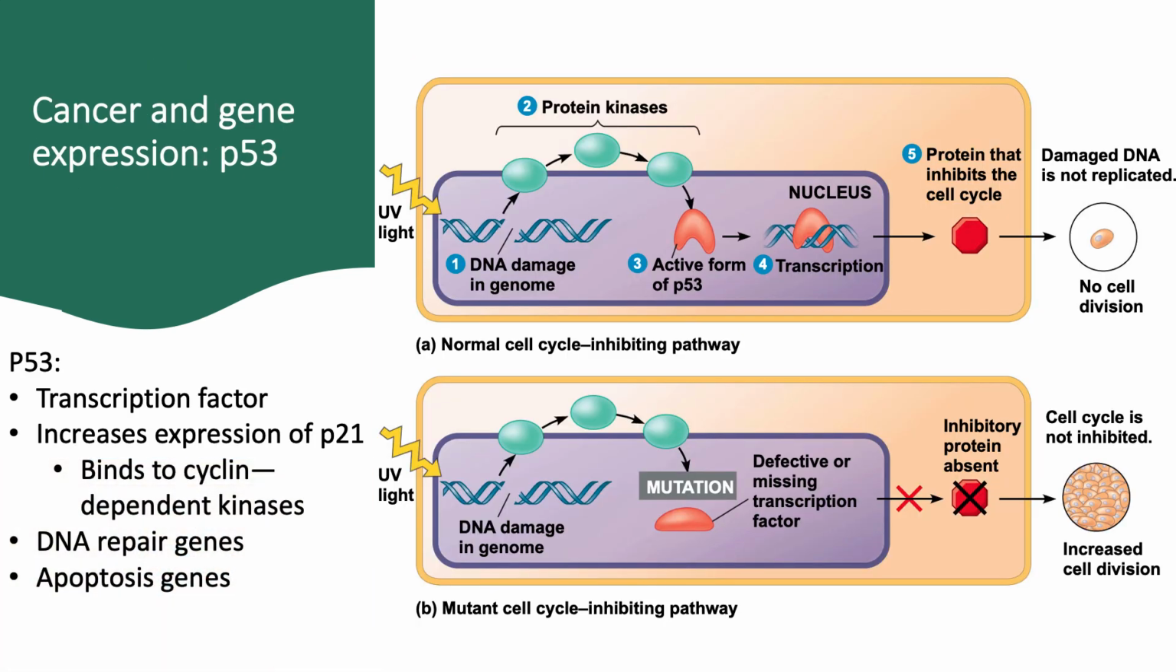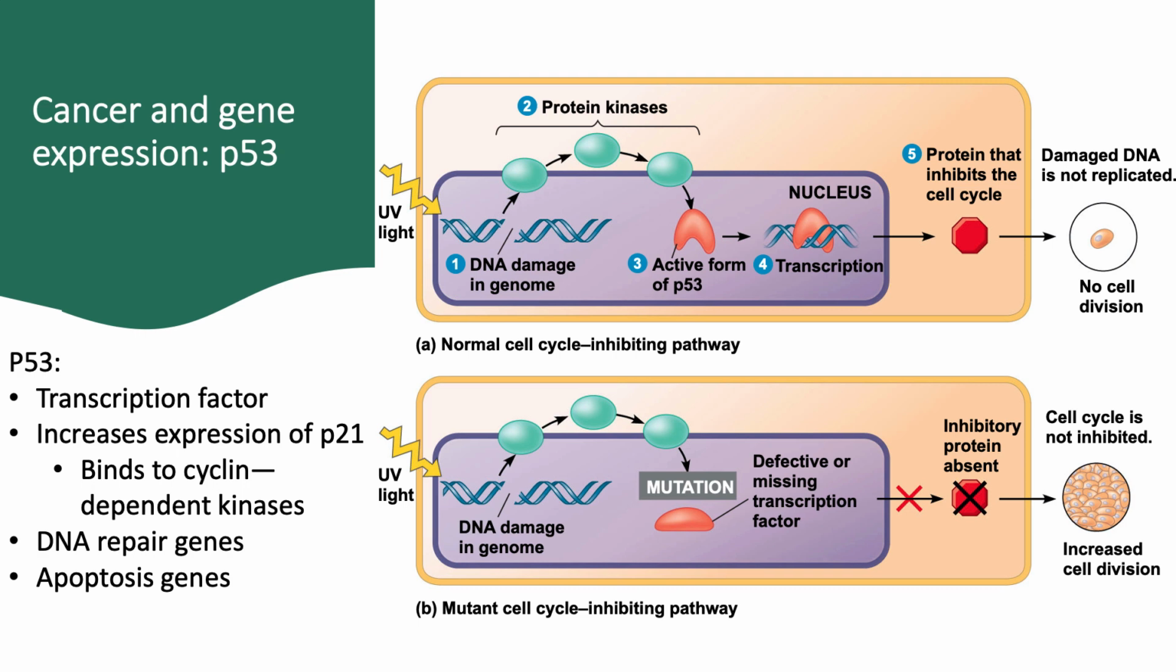Now, p53 is a well-known tumor suppressor gene that plays a wide variety of roles. When there's damage to DNA, this is identified and a signal is sent which activates the p53 protein, which is a specific transcription factor. As a transcription factor, p53 increases the rate of transcription of a protein that ultimately inhibits the cell cycle. However, if p53 is mutated, then the inhibitory protein is never produced and the cell cycle continues.